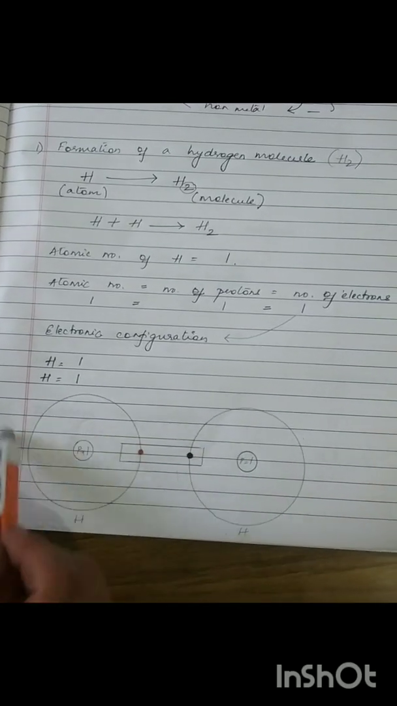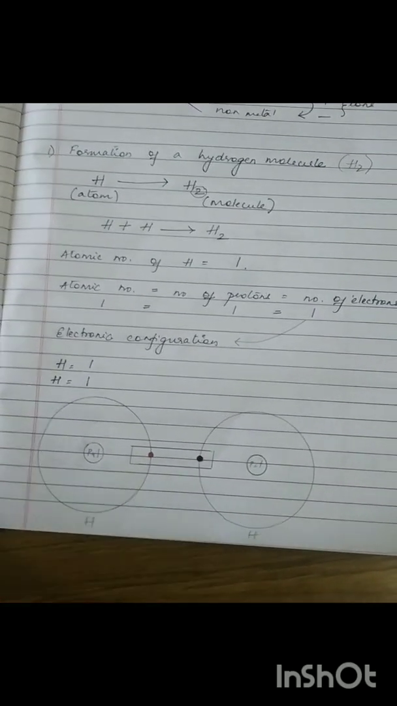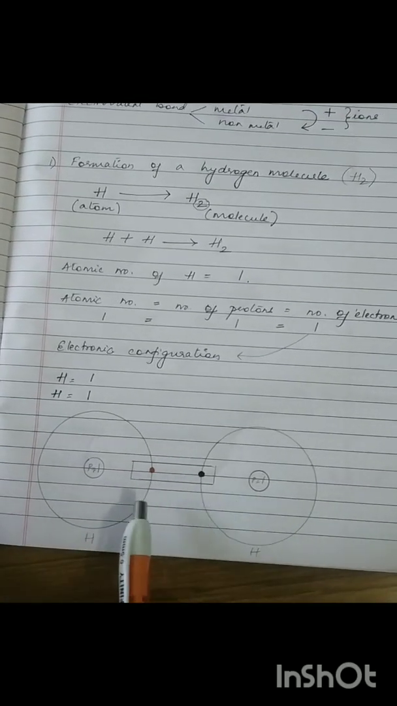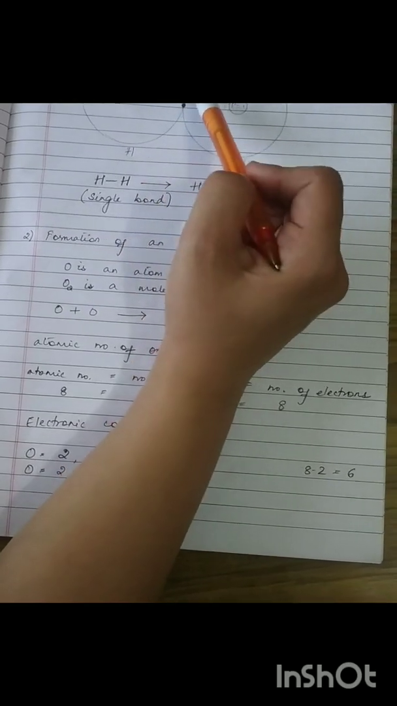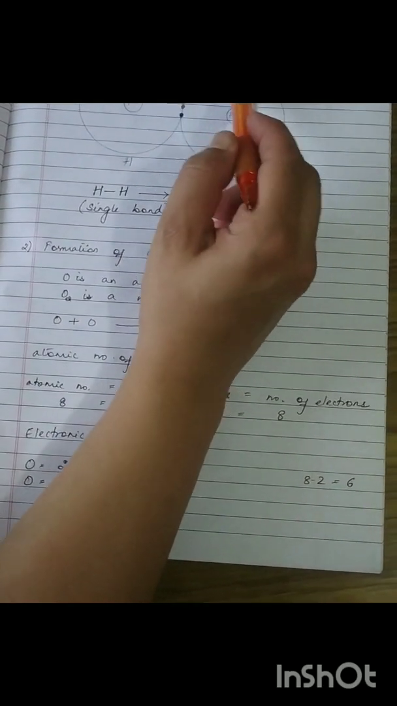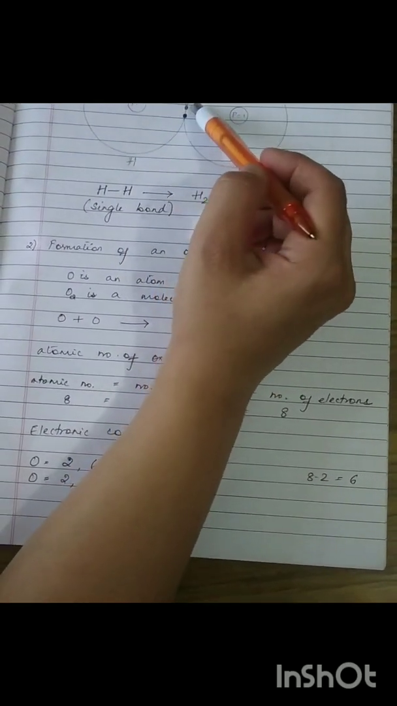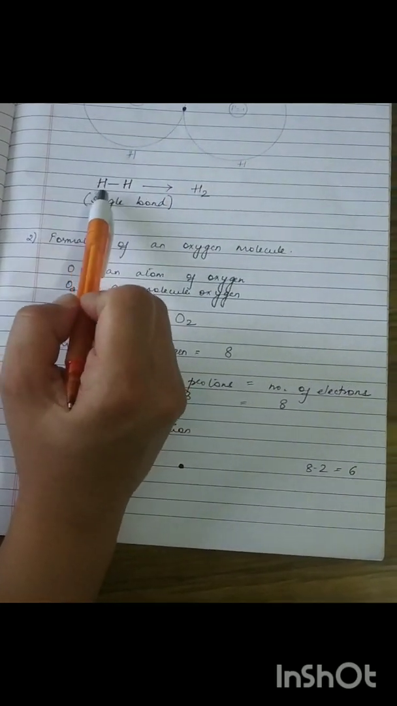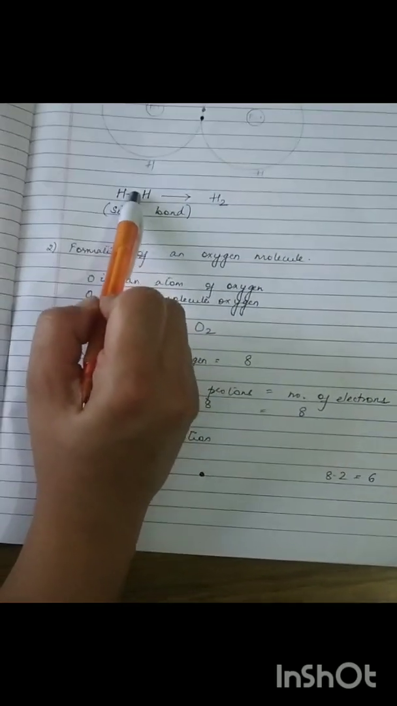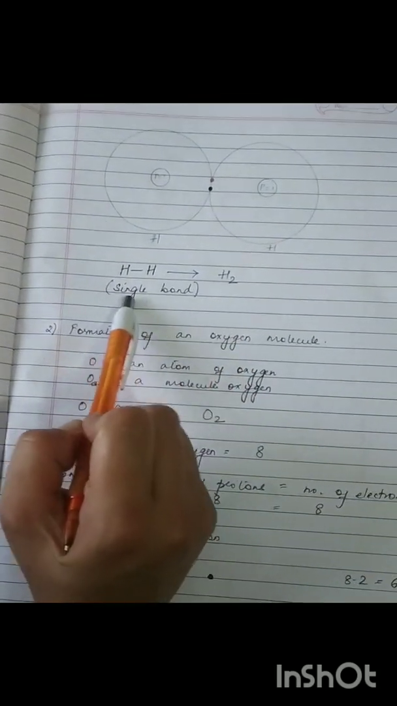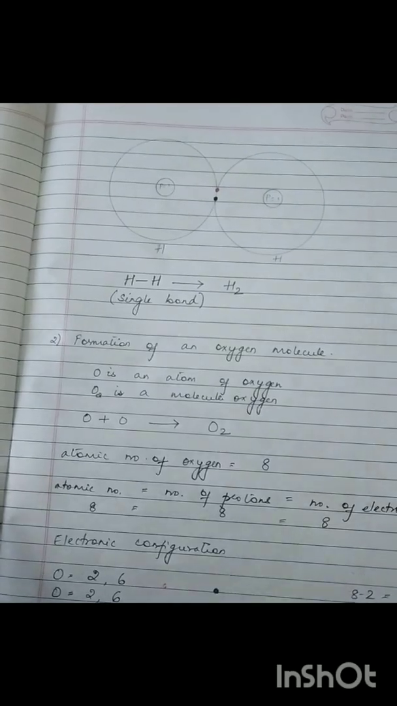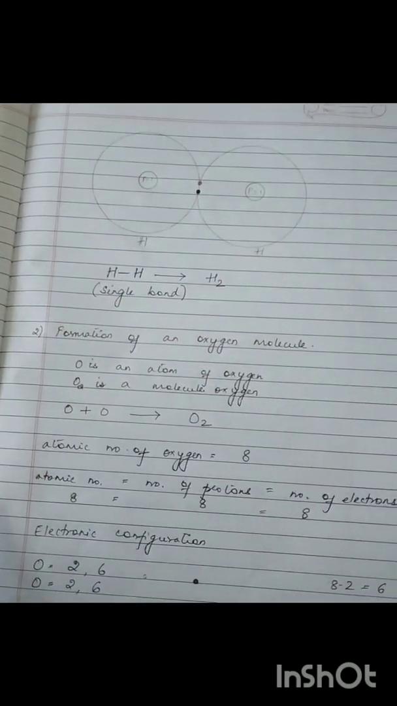Now in the first orbit, how many electrons do we need? 2. So if they share the electrons, that means both will have 2 electrons each. Here see, so they are sharing the electrons. So this atom also will have how many electrons now? 1, 2. This atom will also have how many electrons? 1, 2. So 2 hydrogen atoms, by sharing 1 electron each, form a hydrogen molecule. And this type of covalent bond is known as a single bond.